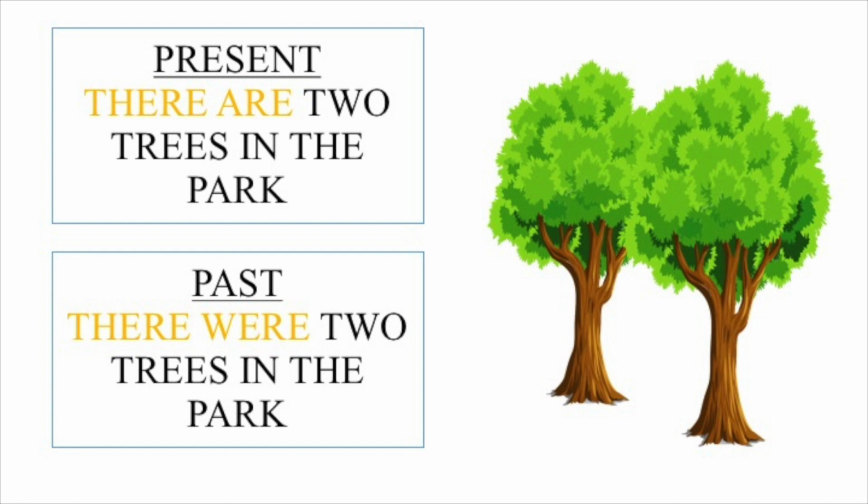And now, how many trees? So same again. There are two trees in the park. And how about past tense? There were two trees in the park. Plural items. Present tense, there are. Past tense, there were.